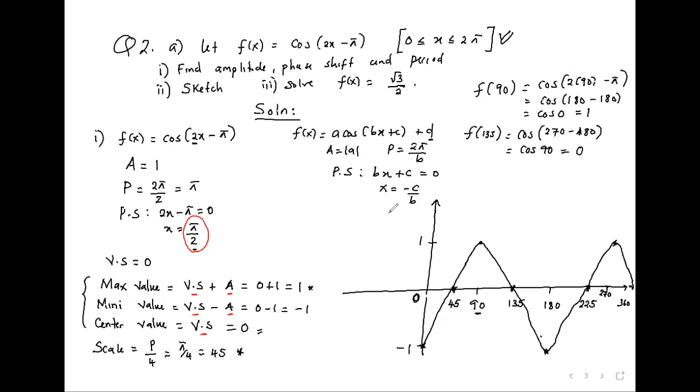Okay, so that is one question. Where are you getting -1? We're getting -1 from the amplitude. Since the amplitude is 1, to get the minimum value we do vertical shift minus amplitude. Vertical shift is 0, so 0 minus 1 gives -1. That's where -1 comes from.